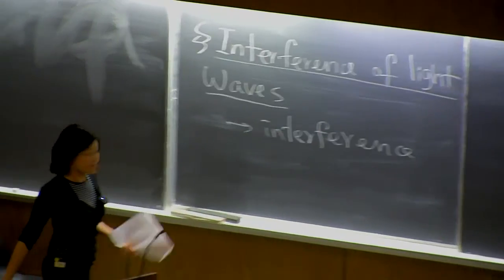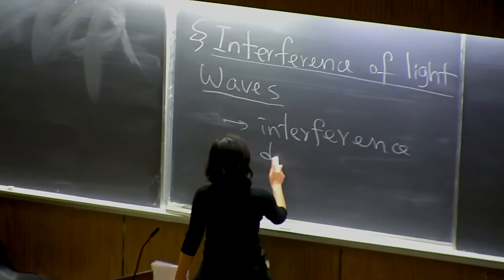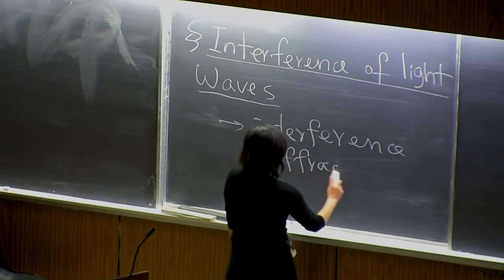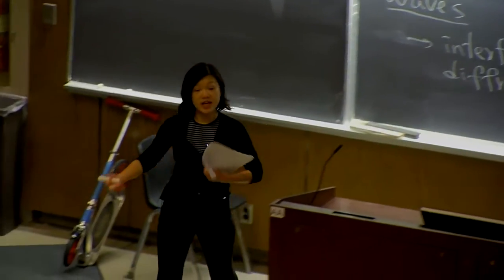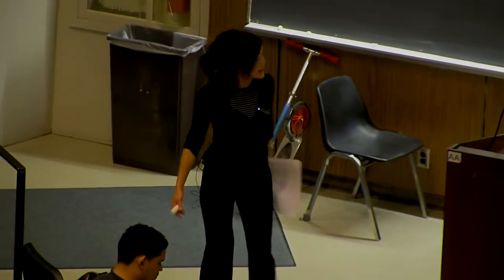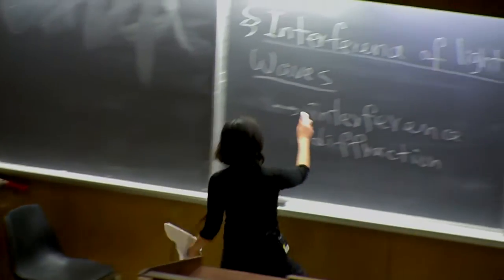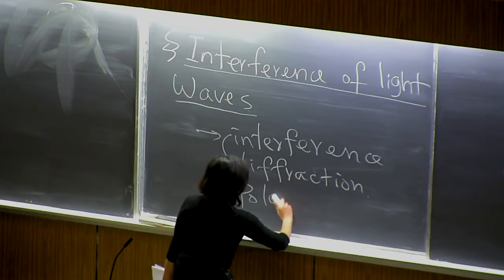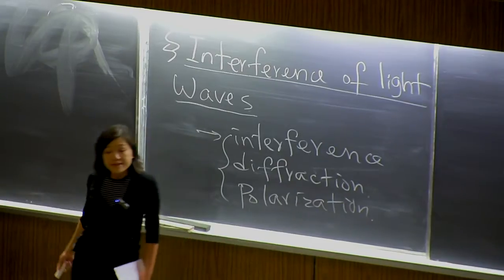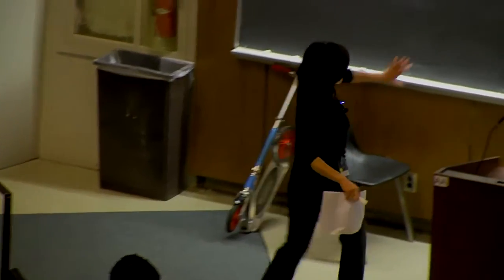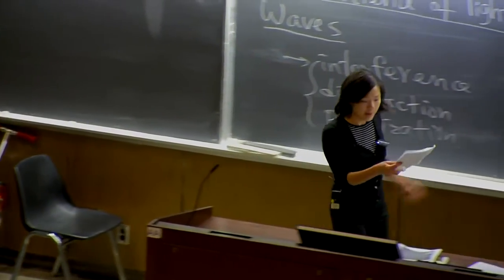One is interference. The second phenomenon, which is associated with the wave nature of light, is called diffraction. And the third manifestation of the wave nature is polarization. So we'll go through this one by one.